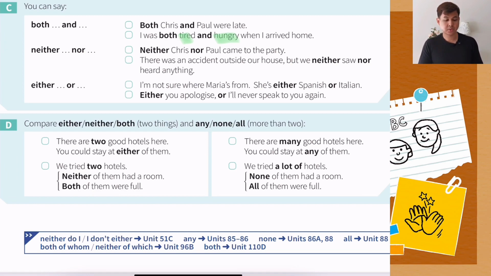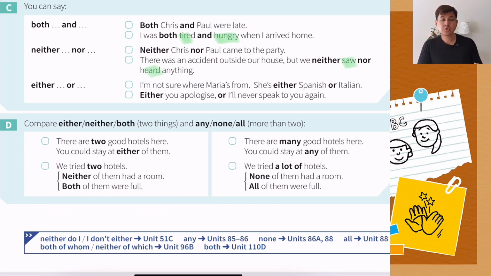Neither nor, how to use neither nor. Neither Chris nor Paul came to the party. So the two of them, neither Chris nor Paul came to the party. There was an accident outside our house, but we neither saw nor heard anything. So there was an accident outside our house, but we didn't hear anything. Neither saw nor heard. The verbs need to be parallel.